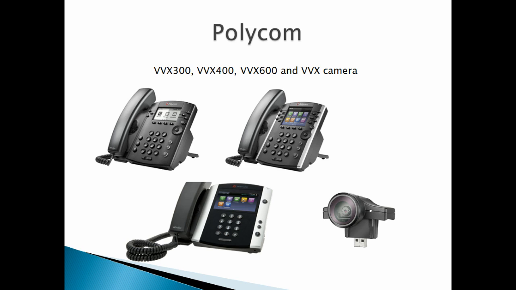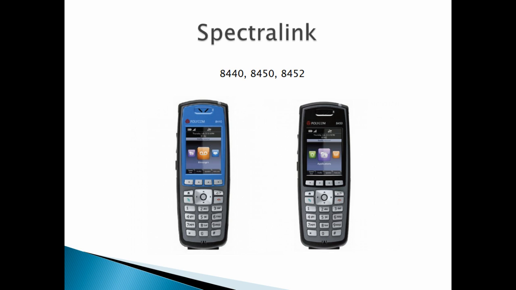Configuration support has been added for the Polycom VVX 300, 400, and 600. In addition, a VVX camera is available for the VVX 500 and 600 handsets. Configuration support has been added for the Spectralink 8400 series of Wi-Fi DECT handsets, which replaces the now legacy 8000 series phones.